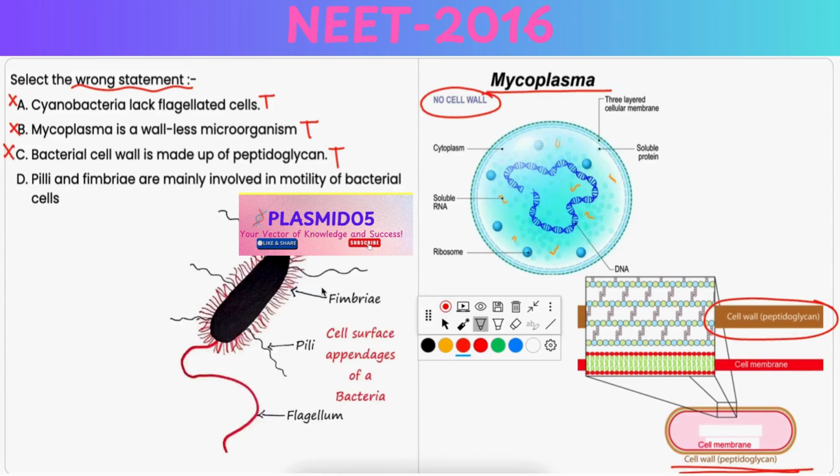Option D, pili and fimbriae are mainly involved in motility of bacterial cells. Now, this is wrong because these are primarily involved in adhesion to the surfaces of the host cell and in some cases conjugation, that is the transfer of genetic material. Bacterial motility is rather facilitated by flagella and not pili or fimbriae. Hence, it is the correct option.